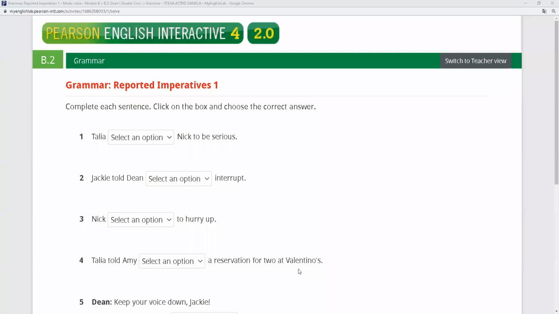Okay, thank you. So now we're going to continue with the exercises we have in person. So once you can see it, please let me know. Yes, teacher. I can see. Okay, thank you. So let's do it. Can you please read the instruction? Okay, complete each sentence, click on the box and choose the correct answer. Okay, so number one, please.